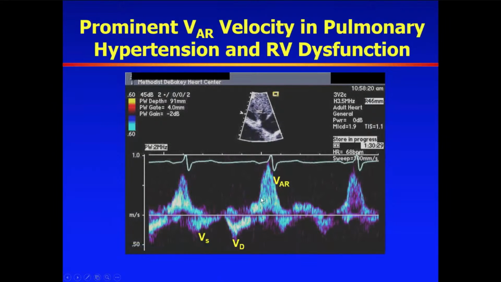This is an example of this prominent atrial reversal I was talking to you about, taken from a patient with pulmonary hypertension, RV enlargement, and marked increase in their RV end diastolic pressure. This is really a giant atrial reversal velocity.